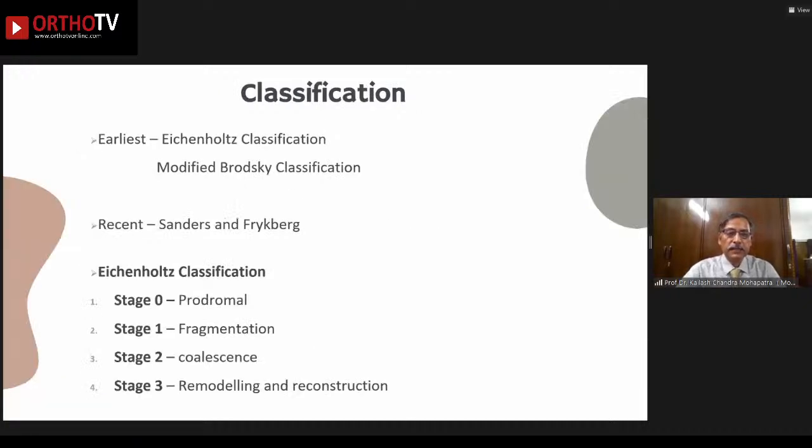The earliest classification is the Eichenholz classification, with a modification by Brodsky, and the recent classification of Sanders and Frykberg. There are four stages in the Eichenholz classification. Stage zero is prodromal, followed by fragmentation, coalescence, and remodeling and reconstruction.